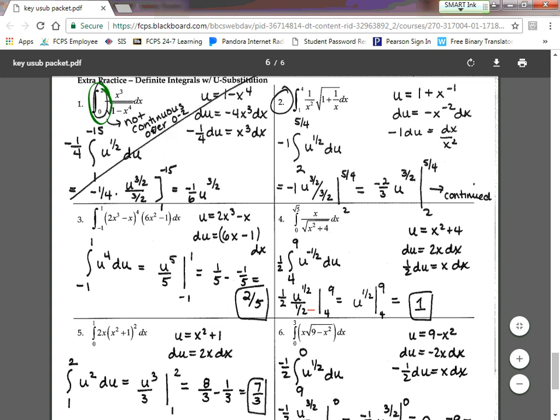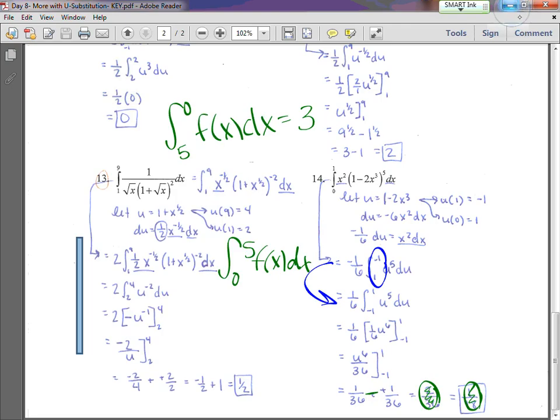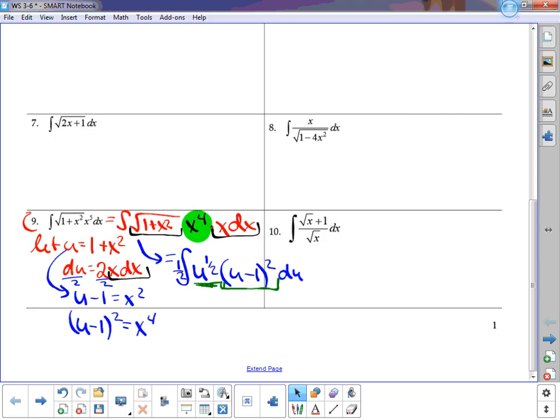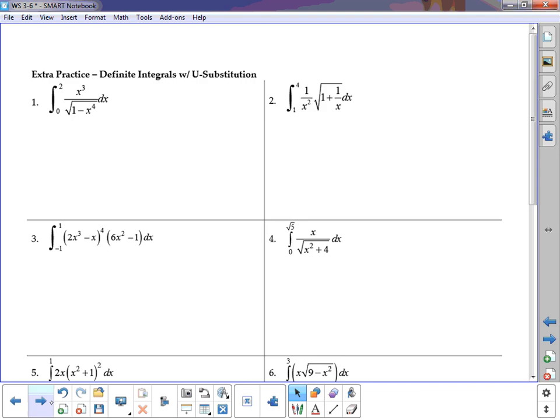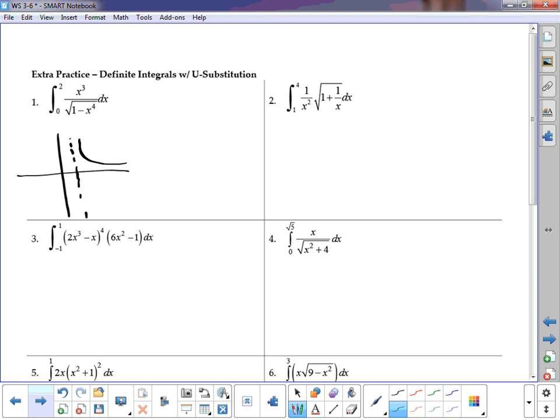Yeah, 1. If x was 1, then x to the 4th would be 1, and 1 minus 1 is 0. That gives me a 0 in that denominator. What does that mean if we have that 0 in the denominator? Yeah, some type of asymptote. So I don't know what my function looks like, but I know that at 1, there is some type of asymptote. Again, I have no idea what my function looks like.